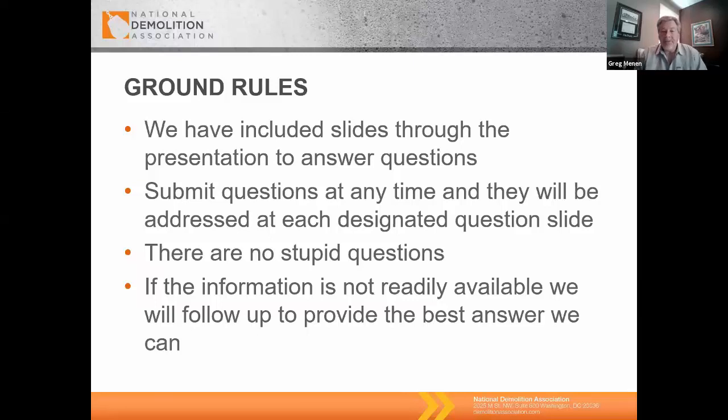So, no different than when we have an in-person class, the ground rules. We'll go through the slides to try and hopefully answer questions as you go through. We would like for you to submit questions at any time during the course. They'll be saved, and we have sections in here where we'll go ahead and address those questions and walk through them so everybody can hear. You've probably heard this 100 times, but there are no stupid questions. I have not yet run into one question that wasn't pertinent during the courses that we've given. So please, I encourage you to go ahead and ask them. It is for the benefit of everybody.